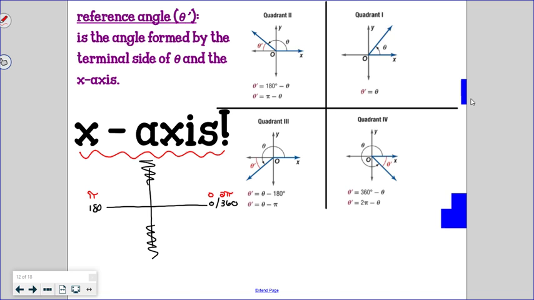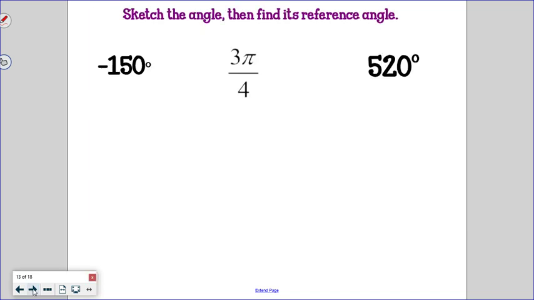So we're going to practice a couple of these. I think it'll make more sense when I go to this next picture here. Let's start with the negative 150 degrees. Start by drawing yourself that picture. First of all, negative means we're going to head down first.